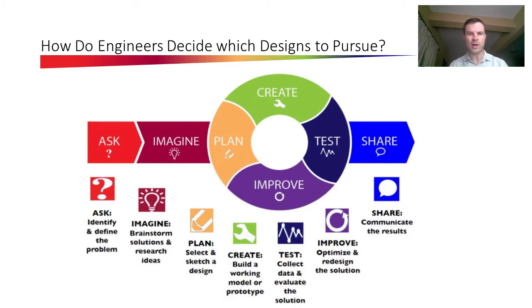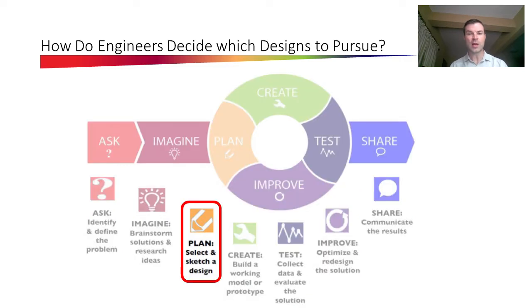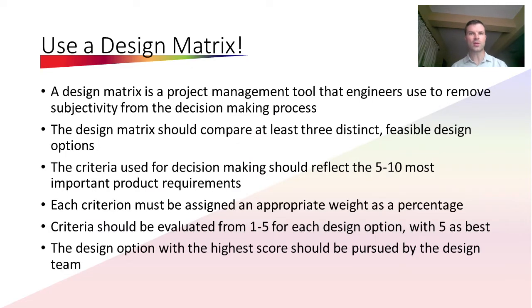And now that we have developed multiple solution options, we are trying to decide which option the design team should pursue and which solution is best fit for this specific design challenge. And in order to select the solution option which is best fit for this specific problem, engineers use a project management tool called a design matrix to help them decide which design to pursue.